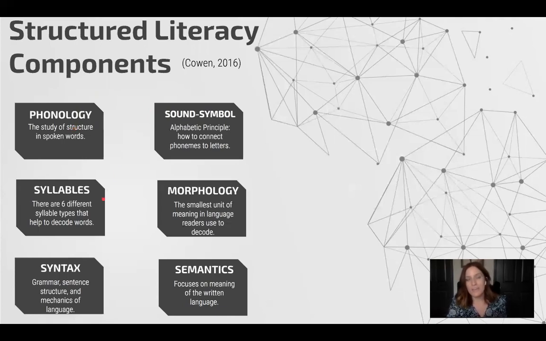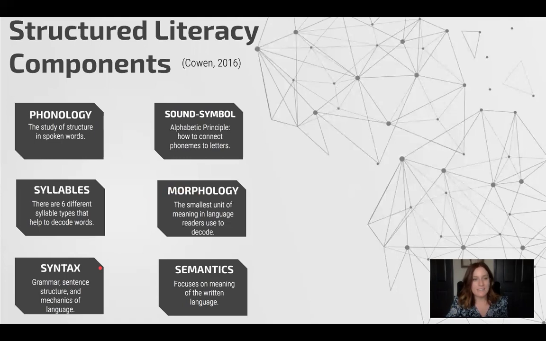It's also then important that we learn syllables and the different syllable types. Specifically in English, there are 6 syllable types that students need to know in order to really be very proficient at decoding unfamiliar words. Morphology can also help readers decode. Morphology is understanding the smallest units of language, which are affixes, and we have prefixes and suffixes. And this is where morphology comes in. If you understand prefixes and suffixes and root words, then you will be more likely to be successful in decoding.